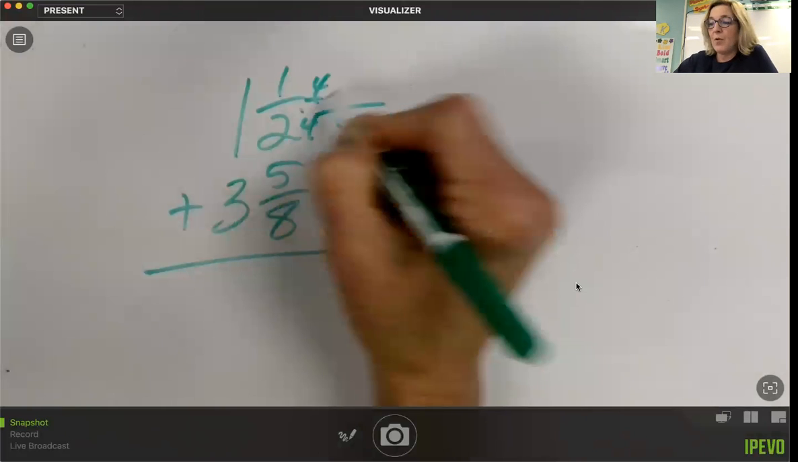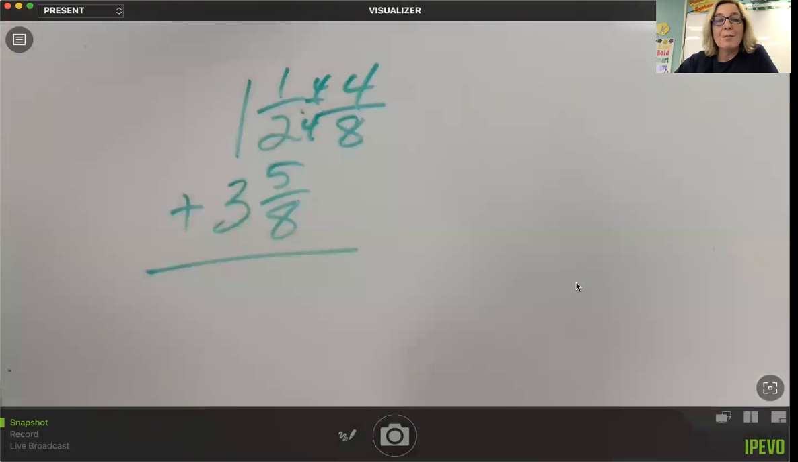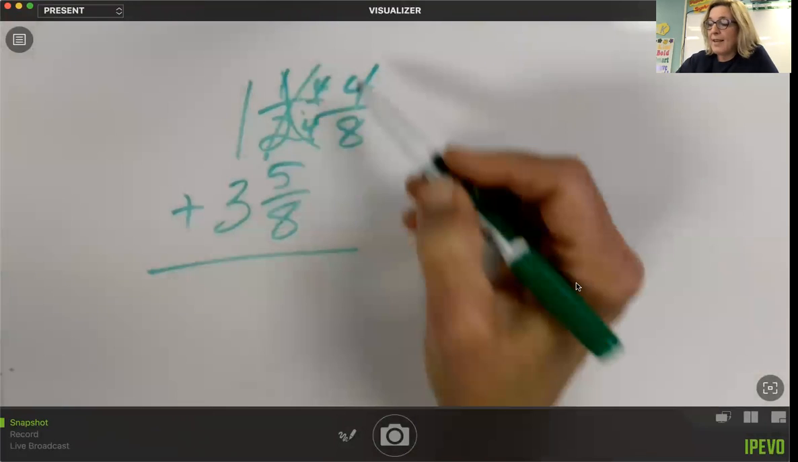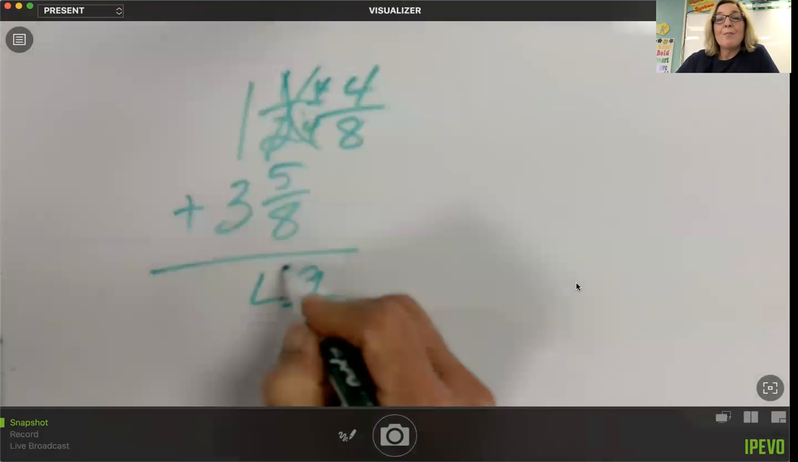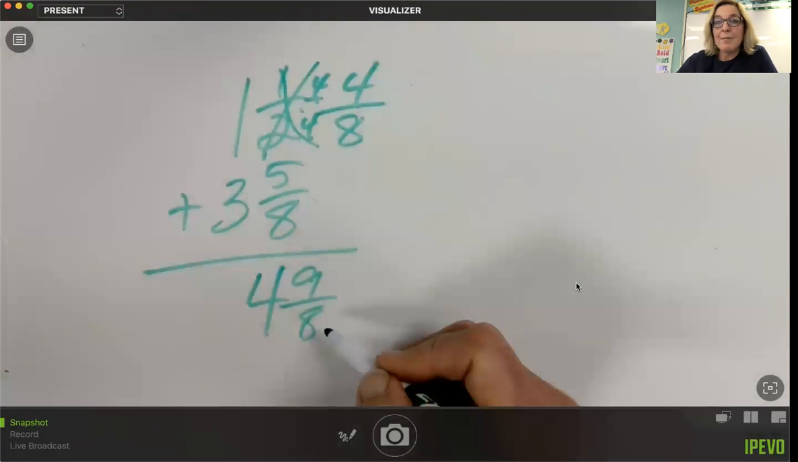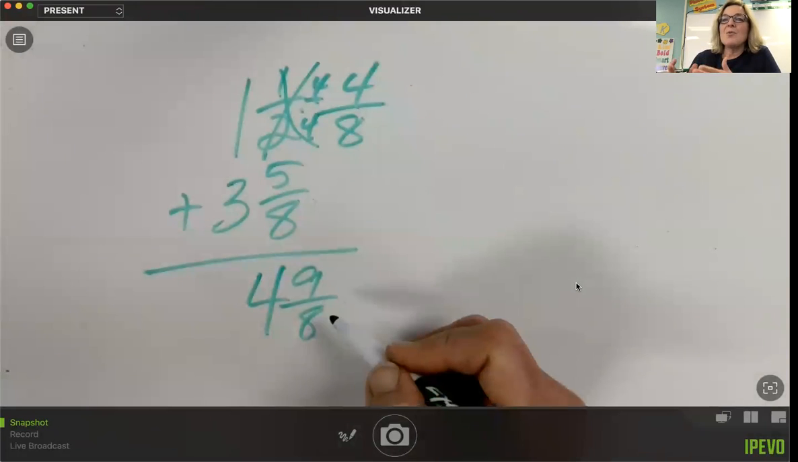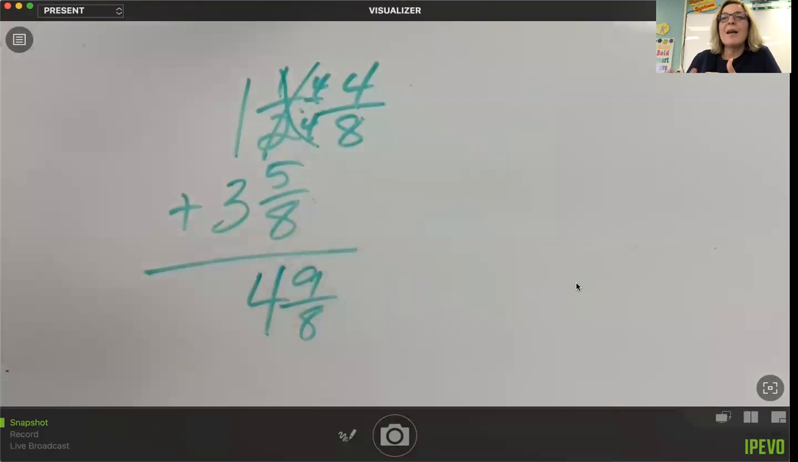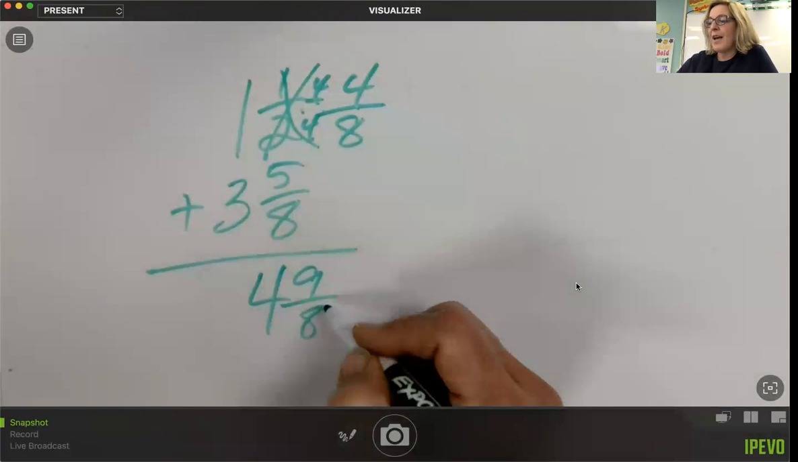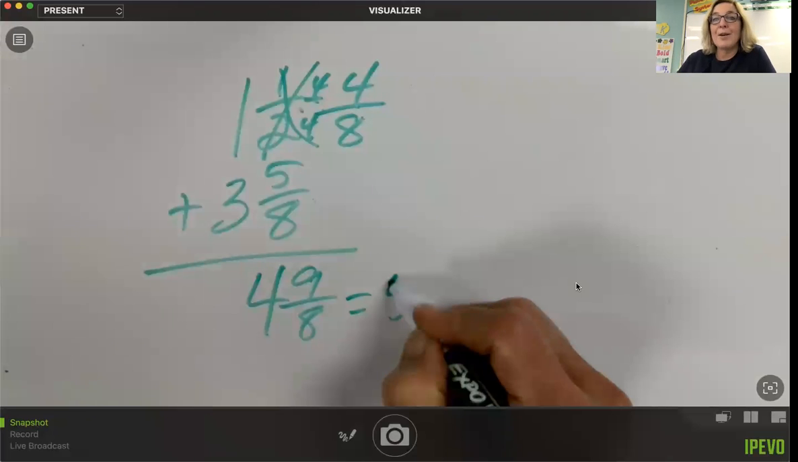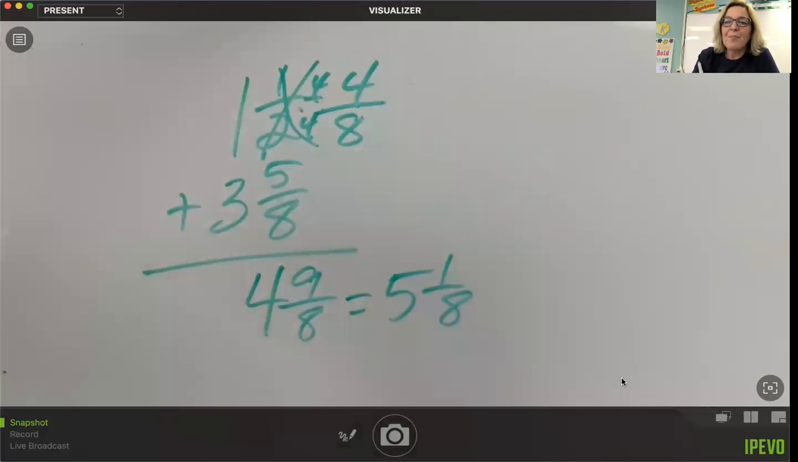1/2 is equivalent to 4/8. So now we have 4/8 plus 5/8, which is 9/8. 1 plus 3 is 4, but we don't want to keep an improper fraction inside of a mixed number. An improper fraction on its own is fine, but if it's part of a mixed number, then you need to regroup that. You need to restate 9/8. 9/8 is the same as 1 1/8. Combined with the 4 would give us 5 1/8.